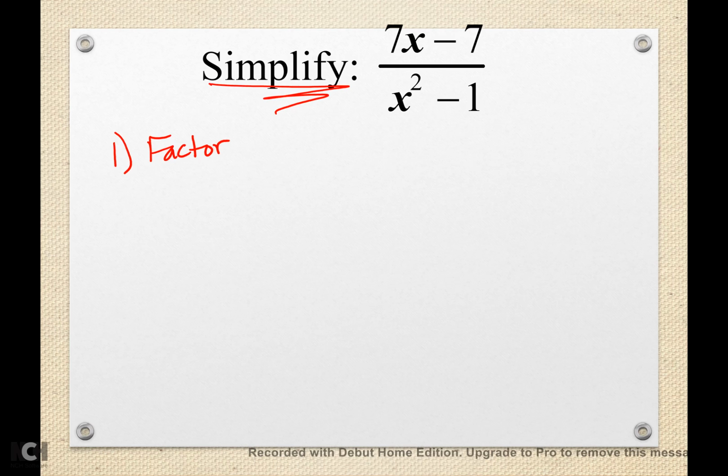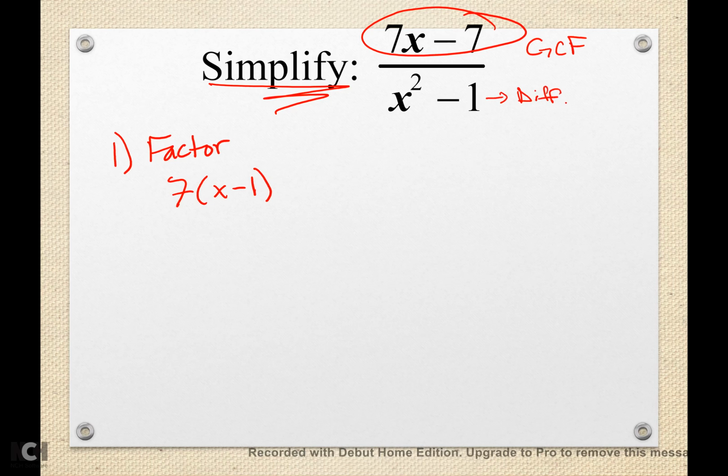So I'm looking at my 7x minus 7, and the numerator I know has a GCF. So I want to factor that out. The GCF is 7, and it leaves me with x minus 1. That one's pretty easy. This one down here is a difference of squares.